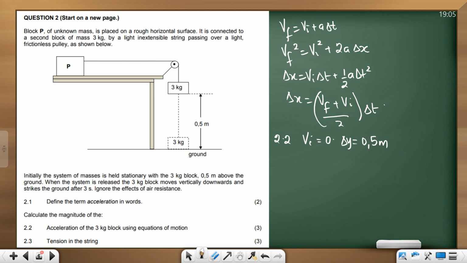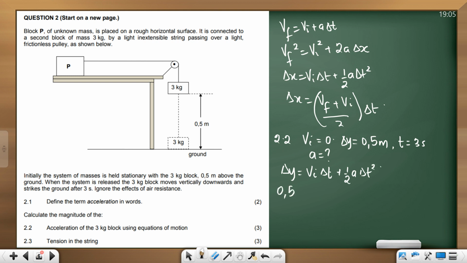We have time. What are we looking for? We're looking for a. Which one do you think we should use? Definitely the first one is out. We could use the second one. No, the second one is also out because we don't have the final velocity. I think the third one will be appropriate. So delta y equals vi delta t plus 1 over 2 a delta t squared.